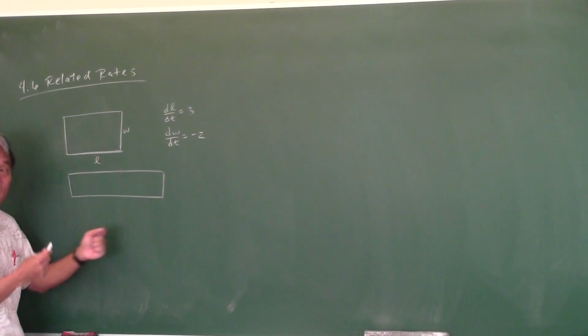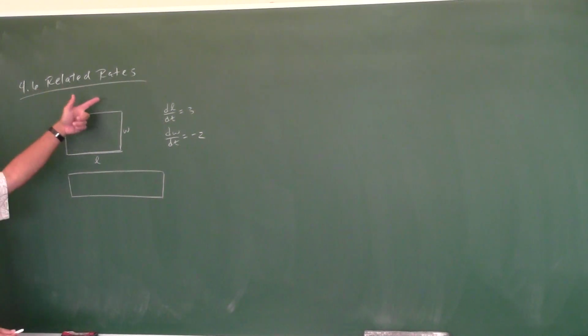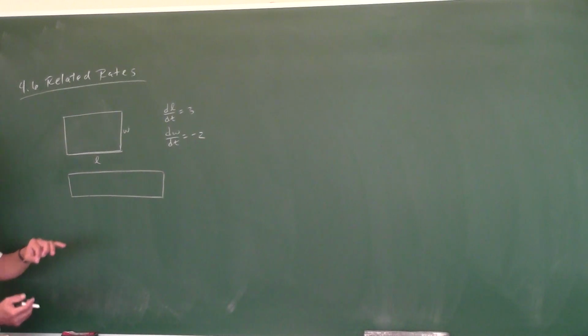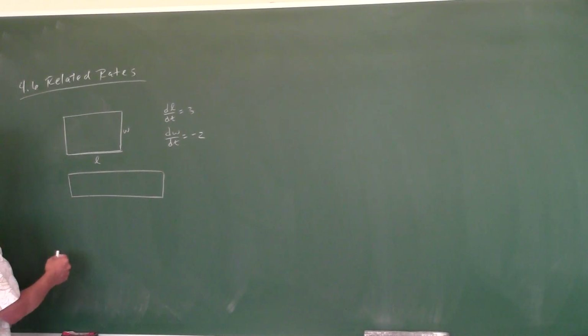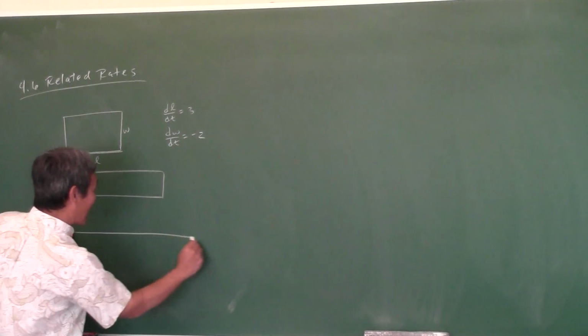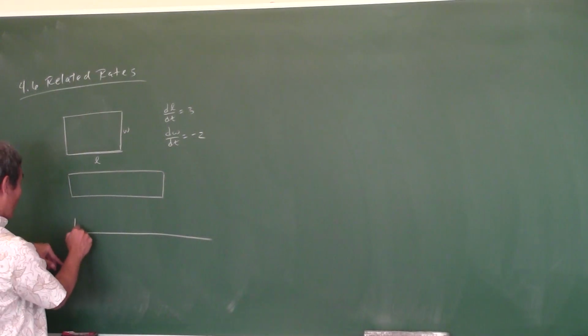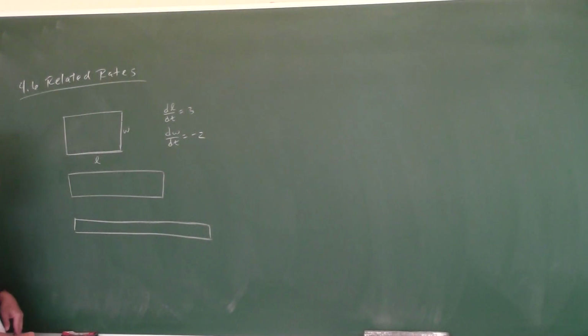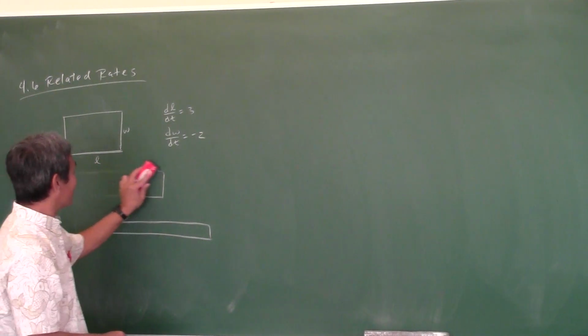So things are changing. That's what related rates are. If something changes, how does that affect the change in something else? Another second later, the length gets 3 inches bigger and the width gets 2 inches smaller. So now the picture looks like this. And it keeps on going, okay? So that's what's happening in this problem.